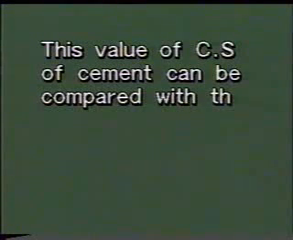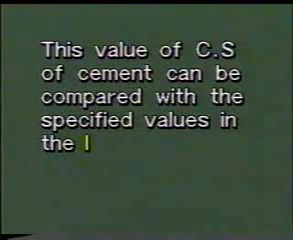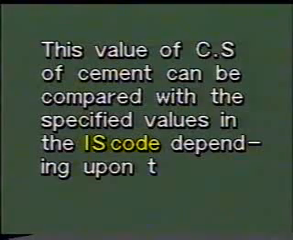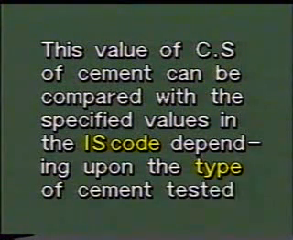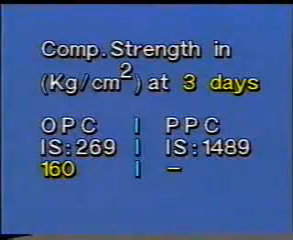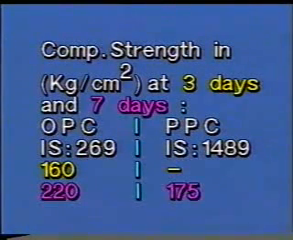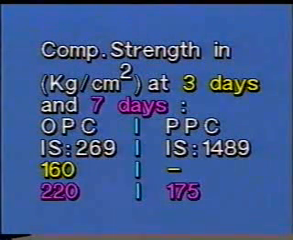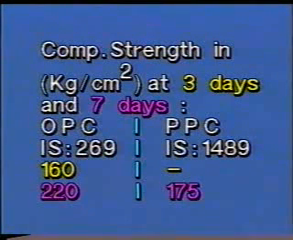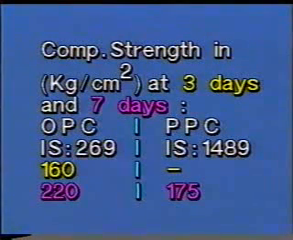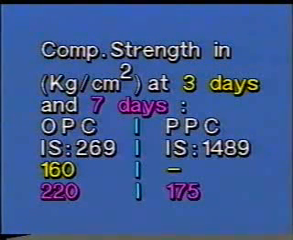This value of compressive strength of cement can be compared with the specified values given in the BIS code, depending upon the type of cement tested. For example, the compressive strength of cement at 3 days for ordinary Portland cement is 160 kg per centimeter square, whereas for Pozzolana Portland cement, no standard values are specified. At 7 days, the standard value of ordinary Portland cement is 220 kg per centimeter square, and for Pozzolana Portland cement, it is 175 kg per centimeter square. Likewise, the compressive strength values of other cements can also be tested and compared with the given codal values.